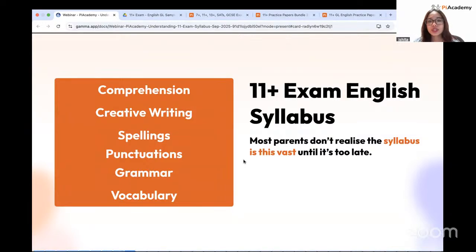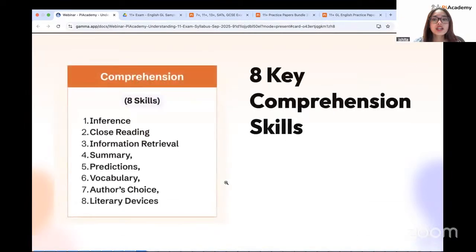So now that we've seen the exam boards, it's really important to understand the 11 plus English syllabus as well. Now, in the 11 plus English syllabus, as you can see, we have the comprehension, creative writing, spellings, punctuation, grammar, and vocabulary. Now, for a new parent who's quite new to the 11 plus English syllabus, this might not seem like a huge syllabus. However, it is really vast because there are many different skills that are tested within each of these categories. So, for the comprehension category, there are 8 key skills that your child will be tested in.